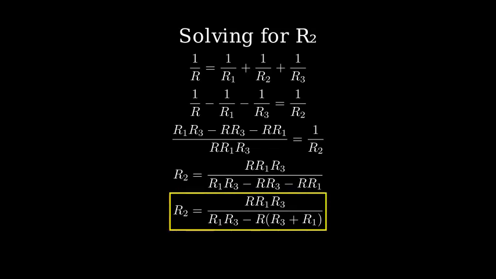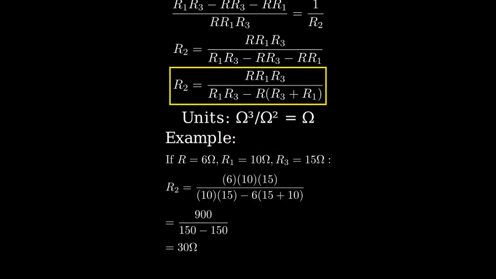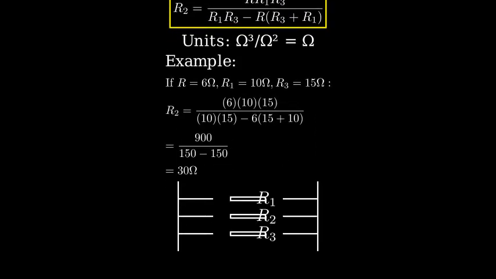Let's verify this makes sense. The units work out correctly since both numerator and denominator have units of ohms cubed. To use this formula, you would simply substitute the values of R, R1, and R3 to find R2. This formula is particularly useful when working with resistors in parallel circuits where you know the total resistance and two of the individual resistors, and need to find the third resistor's value.